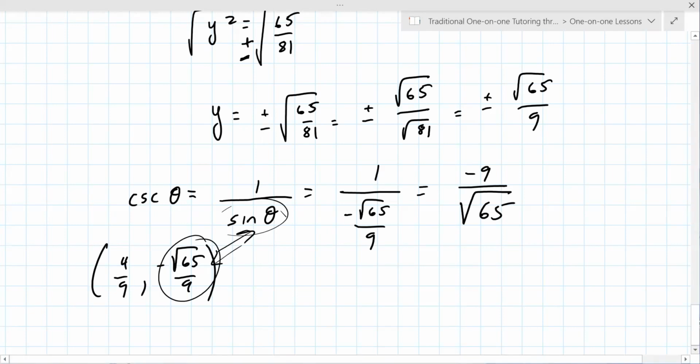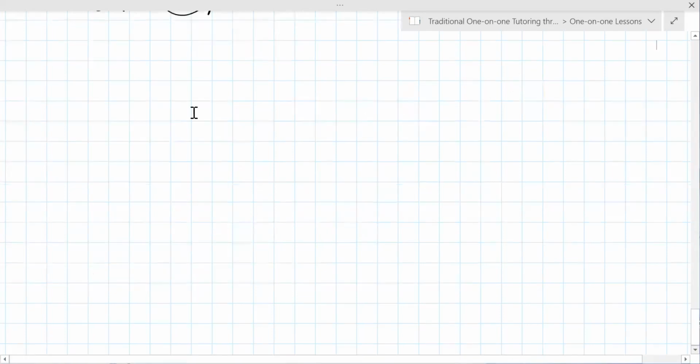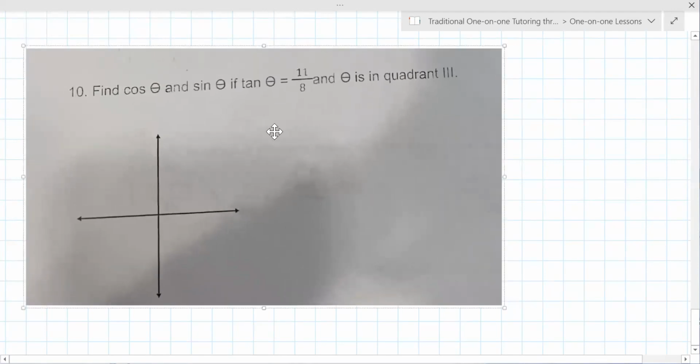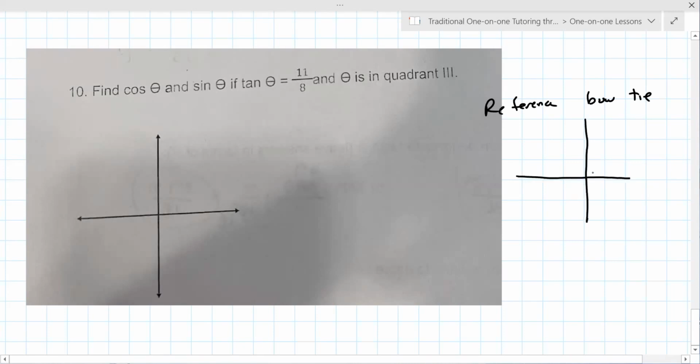Number 10. All right, so find cosine theta and sine theta if tangent of theta equals 11 over 8 and theta is in quadrant 3. So there's what I call the reference bow tie. If you've ever seen a bow tie, it looks like this. Have you seen that before? Someone wearing a bow tie? Yeah. Okay, that applies here.